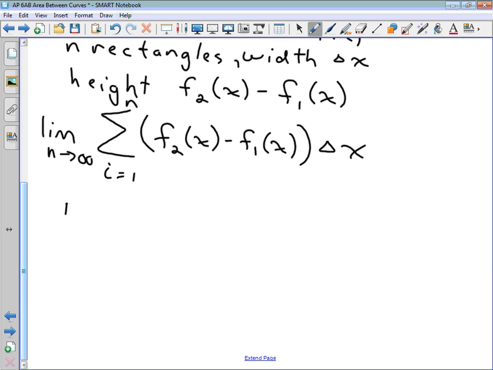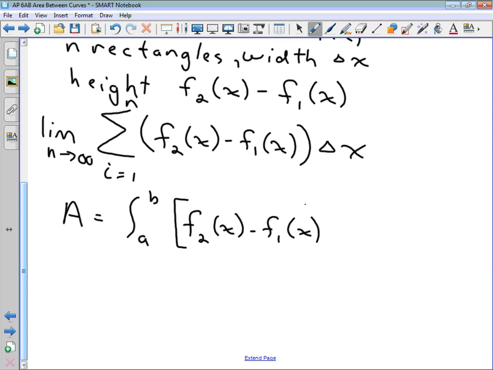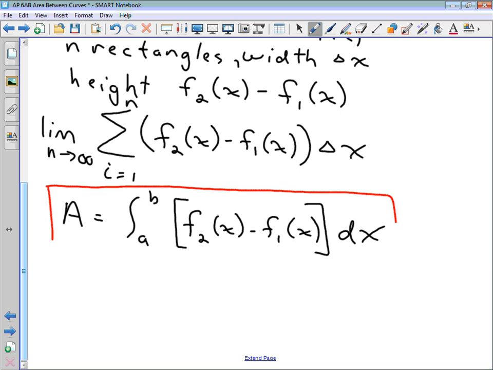So the area is going to be our integral from a to b of f2 at x minus f1 at x. Okay, and we'll put this in square brackets here because we want to do that difference first. And rather than having delta x over here, we're going to have dx because we're integrating over dx. So this expression here is how we're going to calculate the area between our two curves. Okay.